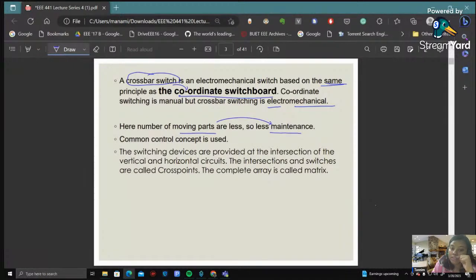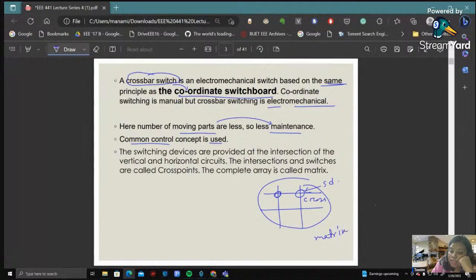The common control concept is used. The switching devices are provided at the intersection of vertical and horizontal circuits. So we will have some vertical and horizontal circuits and a switching device at the intersection. I denote it with SD. The intersections and switches are called cross points. So this is the cross point. The complete array is called the matrix. So this is the matrix.